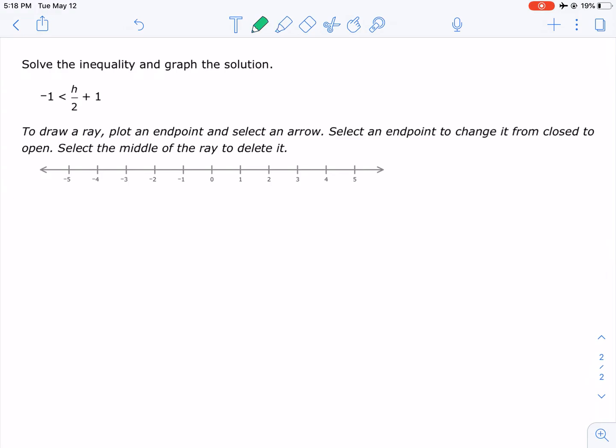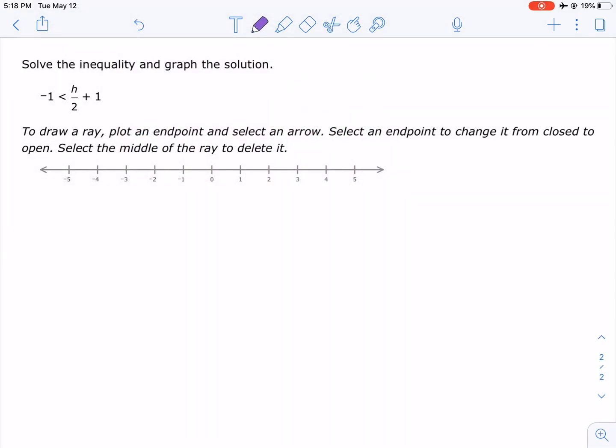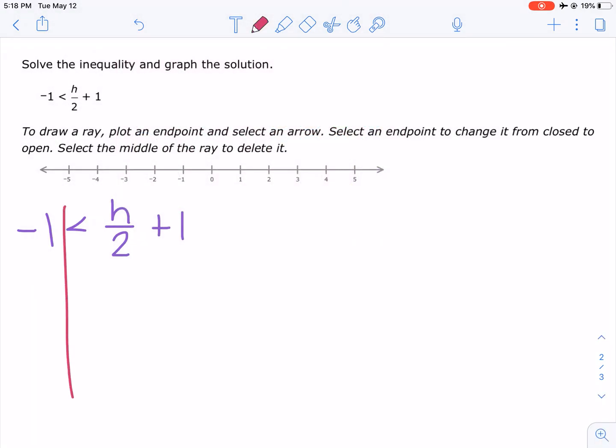I wanted to do one more example, especially one like this that includes fractions, because I know that there's a lot of students that have been asking questions about these fractional coefficients. So this inequality says negative 1 is less than h over 2 plus 1. So again, I'm going to treat this less than sign just like an equal sign, and I'm going to try to get the h by itself.